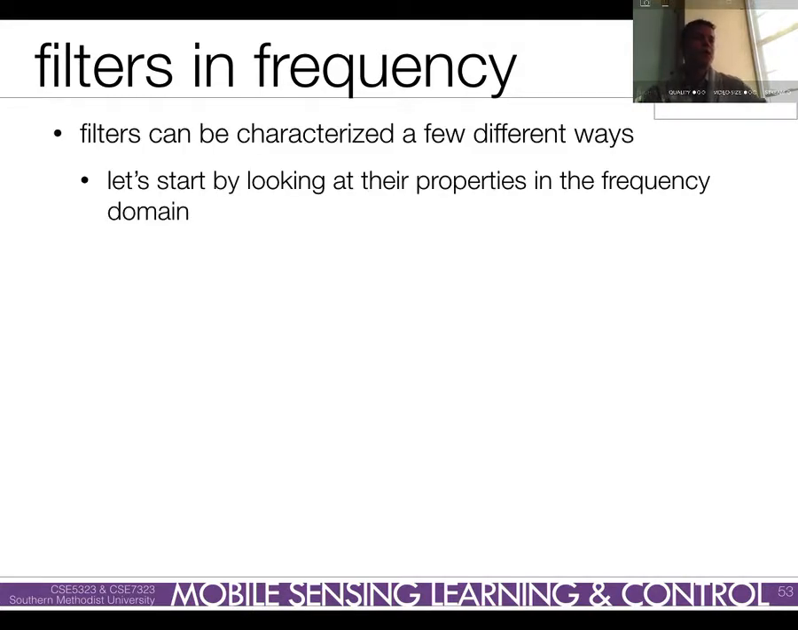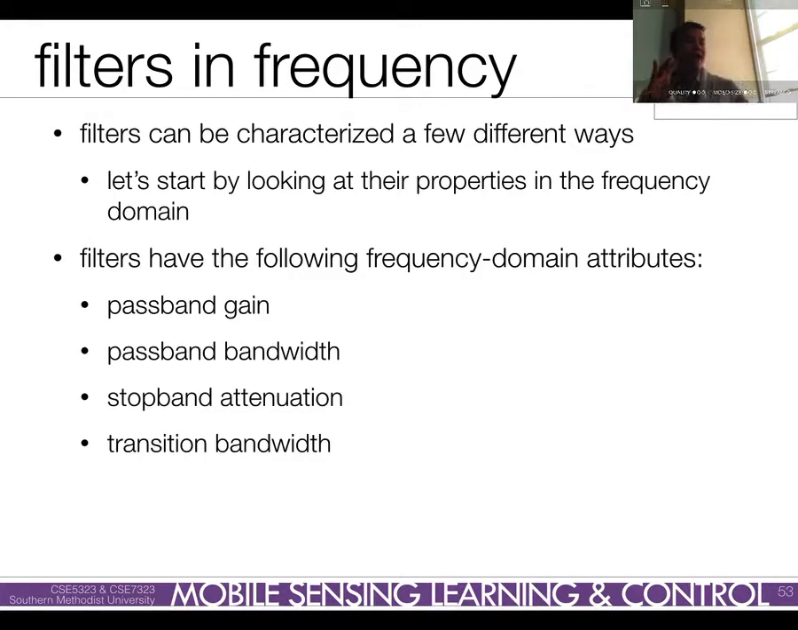Filters and frequency. You can characterize a filter in a few different ways. The first one we're going to talk about is looking at its properties in frequency, right? So using the FFT, in the frequency domain. Is everybody okay when I say domain? When we're dealing with f on the horizontal axis, I'm just going to call it the frequency domain. Filters have these frequency domain attributes: a passband gain, a bandwidth, a stop band attenuation, and a transition bandwidth. Okay?